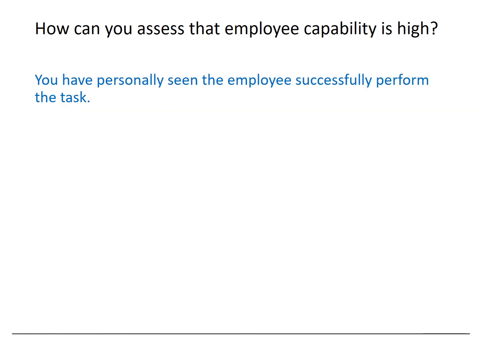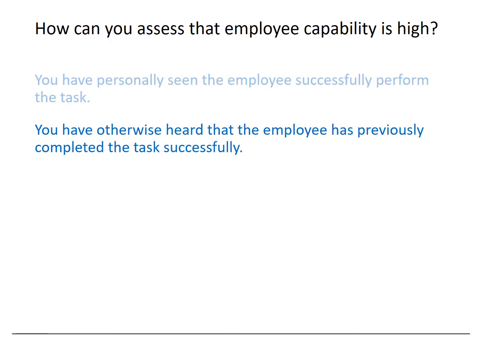There are 3 ways you can assess whether employee capability is high enough. First, you can be reasonably sure if you have personally seen the employee perform the task at some point in the past. For example, if you have observed the employee successfully help a customer in the past, then you can feel confident that their capability for helping customers is high enough for you to delegate to them the task of helping a customer right now.